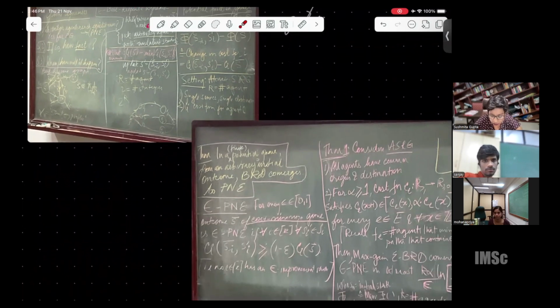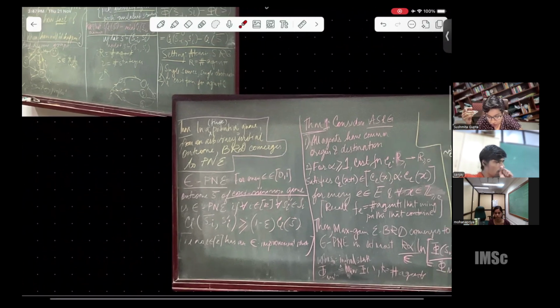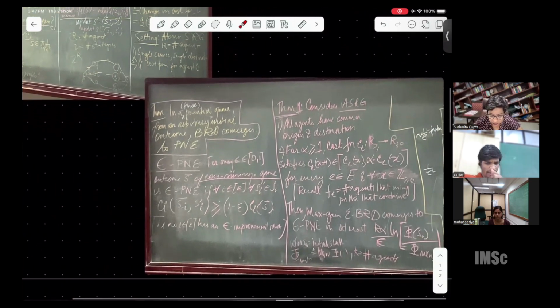Okay. So in this setting, we were studying this particular type of game, an atomic selfish routing game. You have k agents, and you have a single source and single destination. And Ci is a cost function for agent I. Okay. In this context, we are going to see this particular theorem.